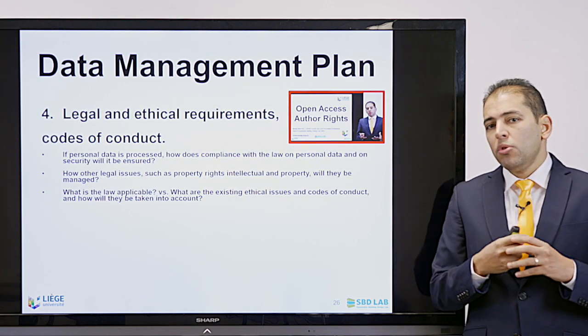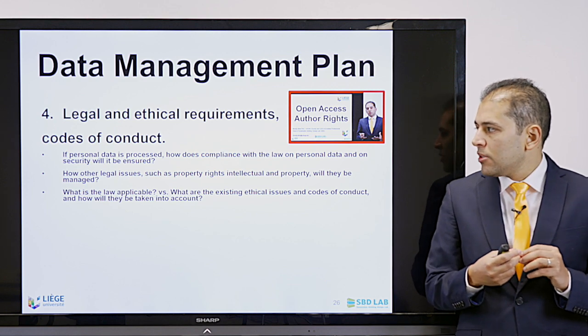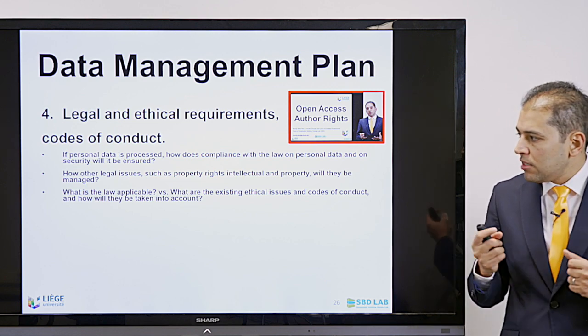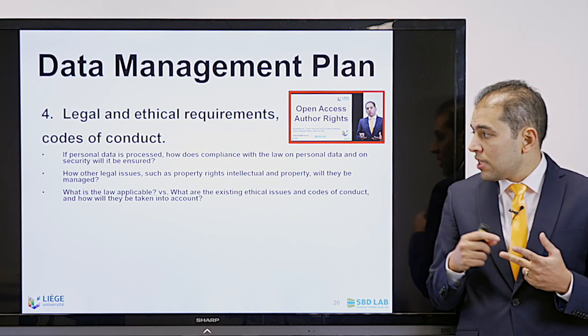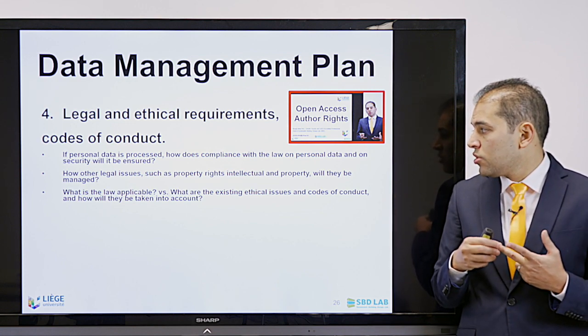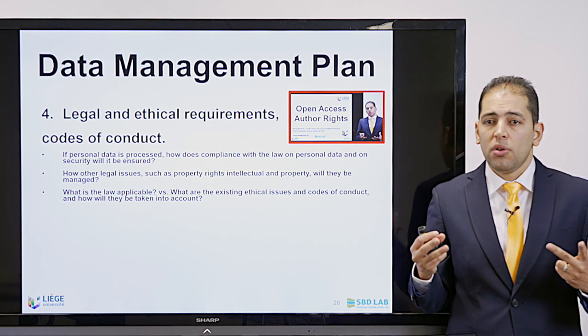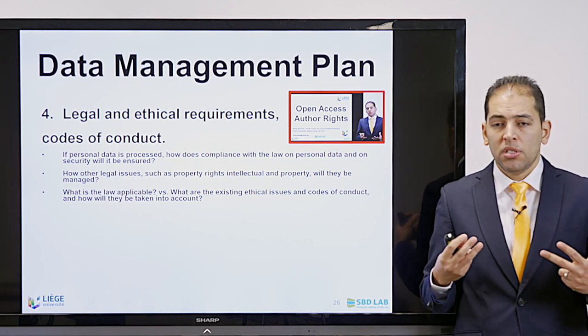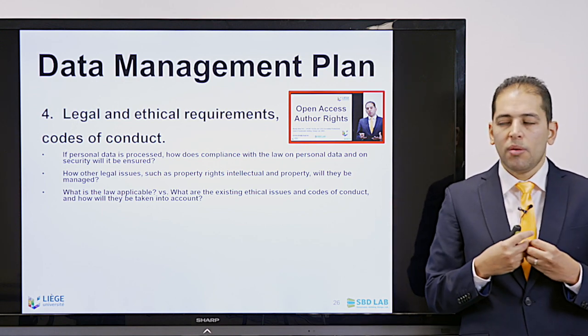Now, question 4, which is part of your data management plan, is to think about legal and ethical requirements and codes of conduct. And here you have to address the following items. If personal data is processed, how will compliance with the law on personal data and on security be ensured? In this sense, if you are in Europe, you need to comply with the GDPR. There are equivalents in other countries. So this is where we have to talk about it.